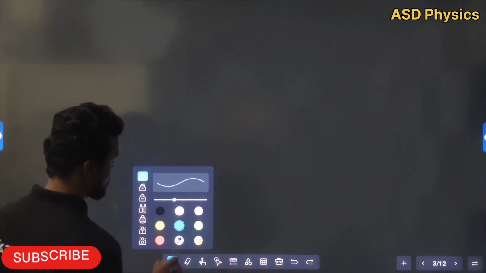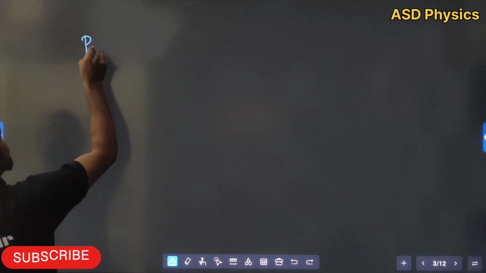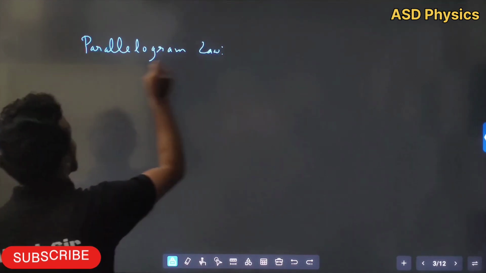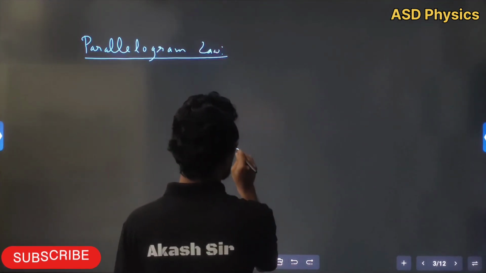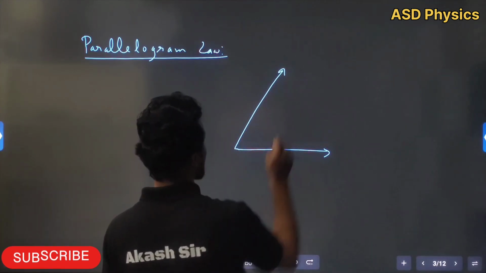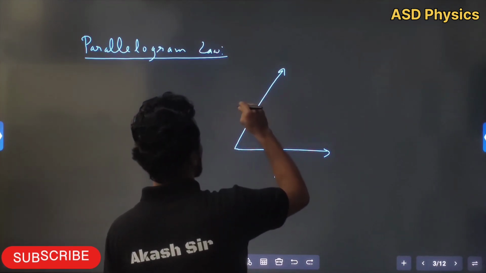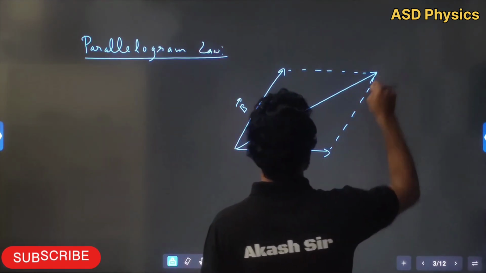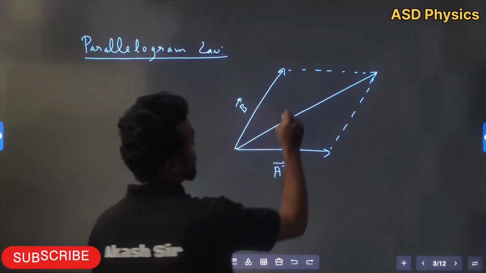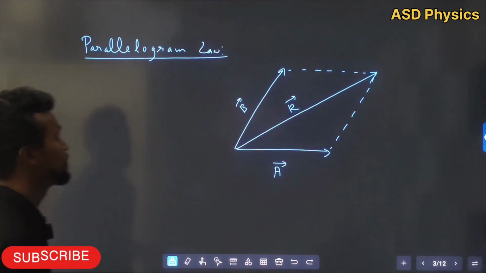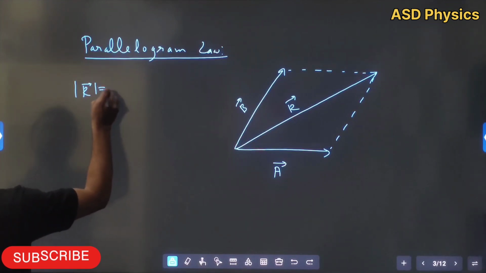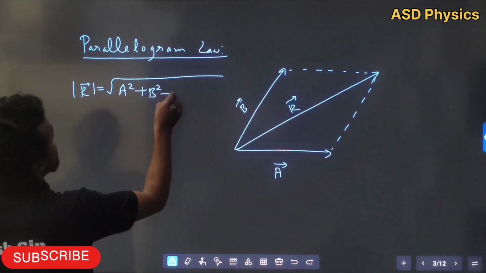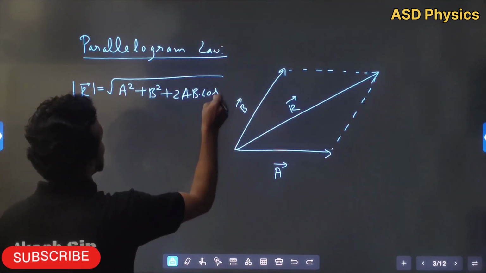Okay students, I am going to tell you the parallelogram law of vector addition. Let's take two vectors like this, vector A and vector B. The resultant of both these vectors will be given by the diagonal passing through the same intersection point. The magnitude of this diagonal is given by mod R equal to square root of A squared plus B squared plus 2AB cos theta.